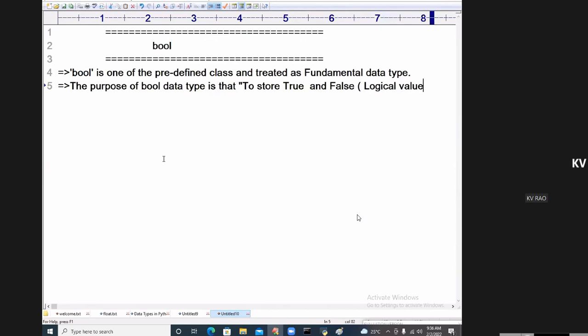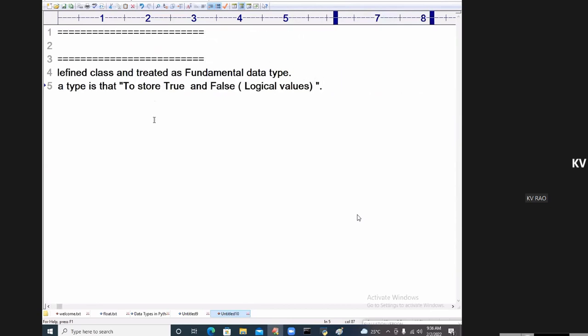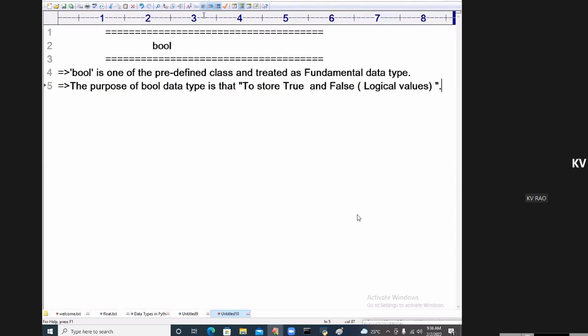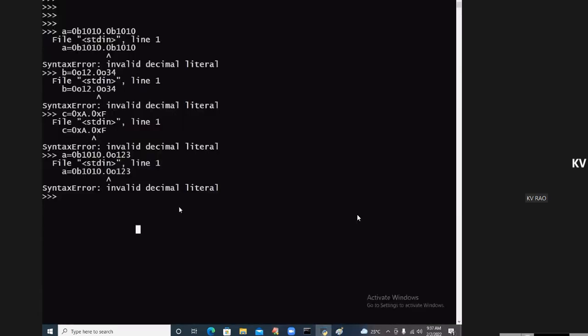Some people will call them logical values. My dear students, please be careful. What questions will come in written tests and MCQs, I will give you very perfectly. The purpose of bool data type is to store true and false values. True and false values are called logical values. Perfect. So let us go and check it out.